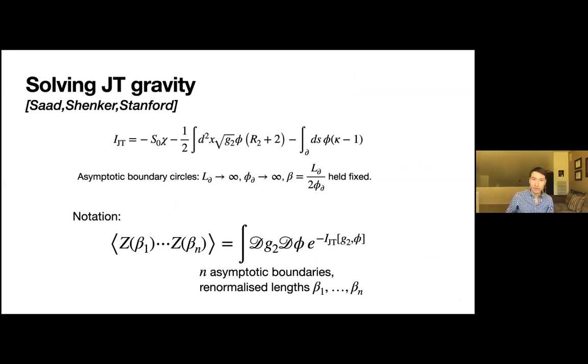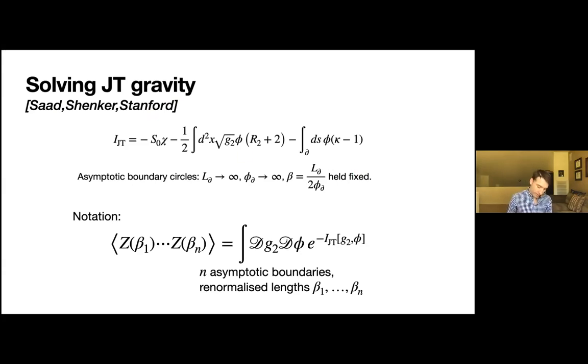I'll go through this fairly swiftly to get to the Bootstrap perspective later. So let's start off with a review of JT gravity as solved by Saad, Shenker and Stanford, and we're going to then lean heavily on their strategy and just augment it with these new defect degrees of freedom.